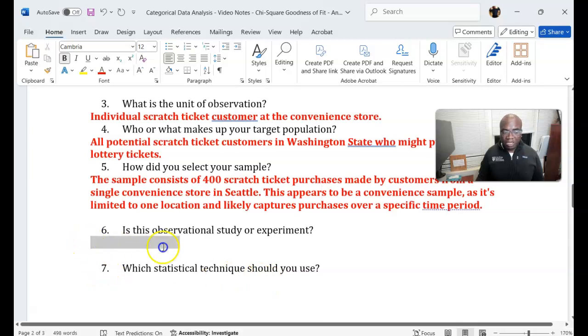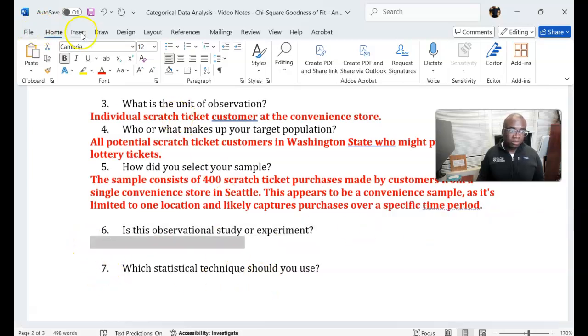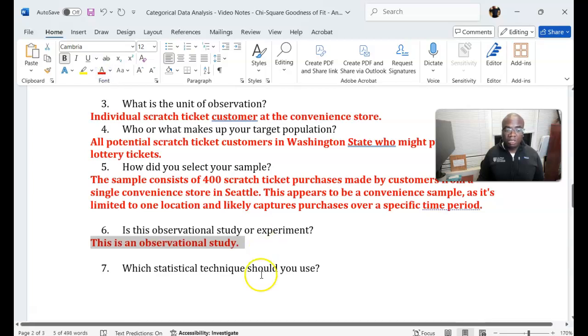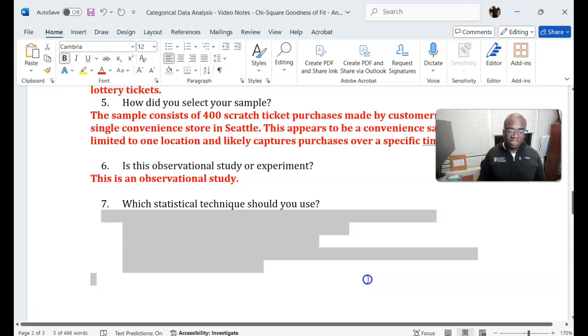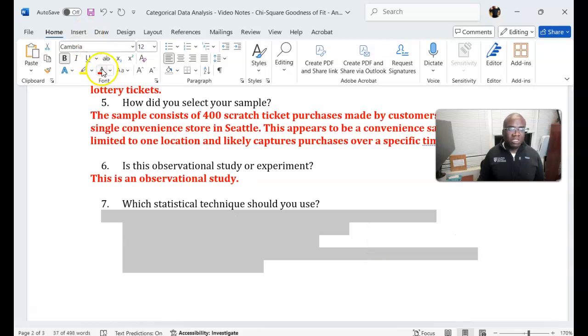Are we manipulating anyone in this situation? I would argue no. So this is an observational study. And this is going to be, again, the chi-square goodness of fit test. And there are a lot of different reasons why this is the chi-square goodness of fit test.